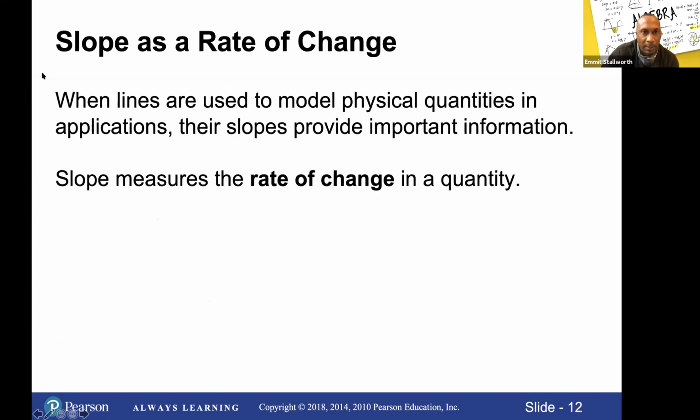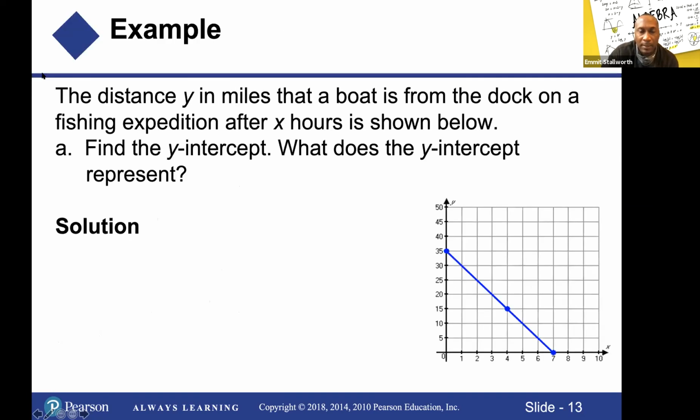All right, it says when lines are used to model physical quantities in applications, their slope provides important information. Slope measures the rate of change in a quantity. So, even when you're dealing with graphs and charts and things of that nature, let's look at this chart right here.